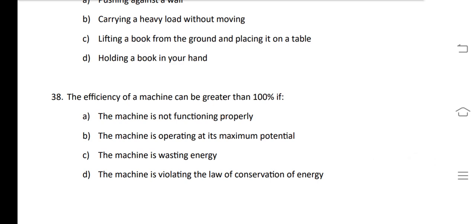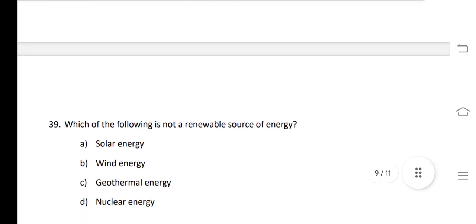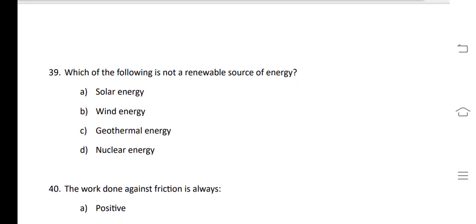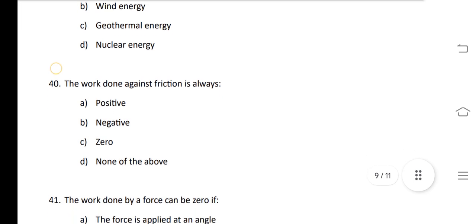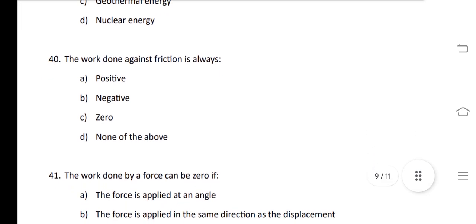Our next question: the efficiency of a machine can be greater than 100% if the machine is violating the law of conservation of energy. So option number D is correct. Our next question: which of the following is not a renewable source of energy? That is nuclear energy. Our next question: the work done against friction is always negative.